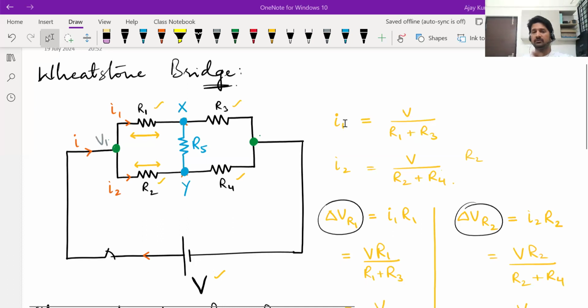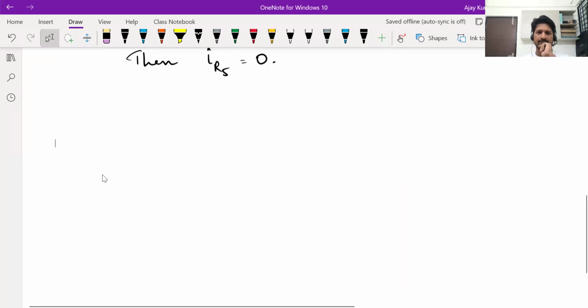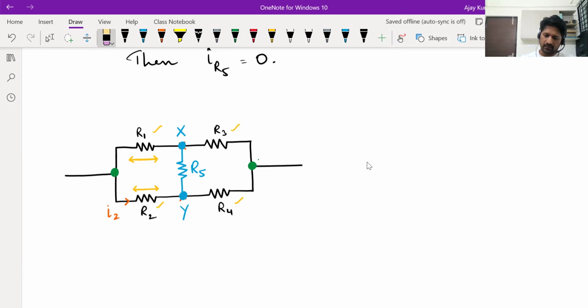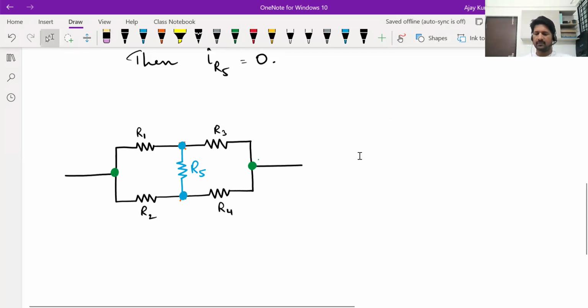Now, why should we remove the fifth resistor or replace it with a wire? Why do we even bother about such things? Because you consider this resistance network only. There are 5 resistors here. You all look at the resistors and tell me, are any 2 resistors in series or in parallel out of these 5 resistors? Are any 2 resistors in series or parallel? No. They will not be.